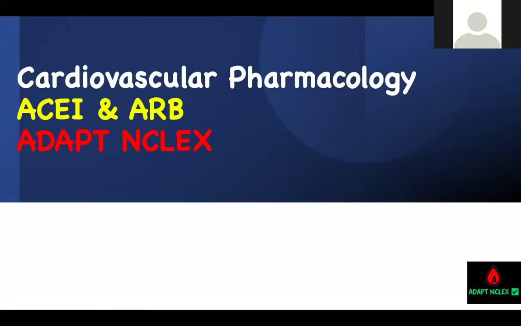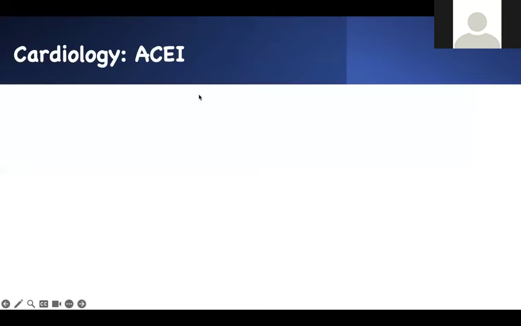There are some medications you have to know for your NCLEX, especially cardiovascular pharmacology. I'm going to take key facts and key medications that I think are very important and can be used in heart failure. Today we'll be talking about ACE inhibitors and ARBs and related drugs. I'm going to give you the priority information and the key pathophysiology that you need to know.